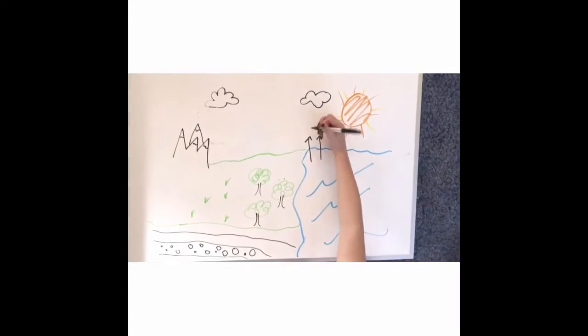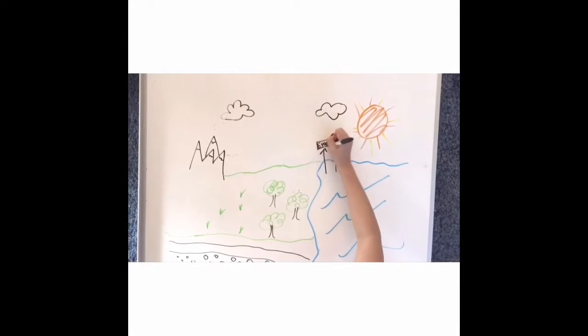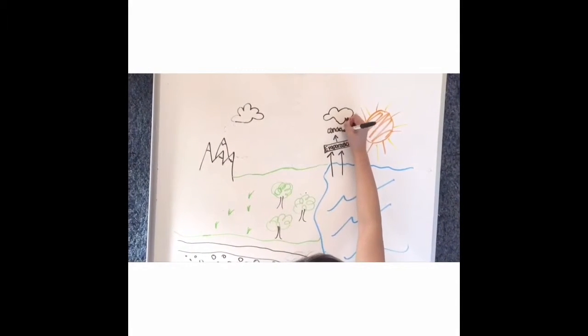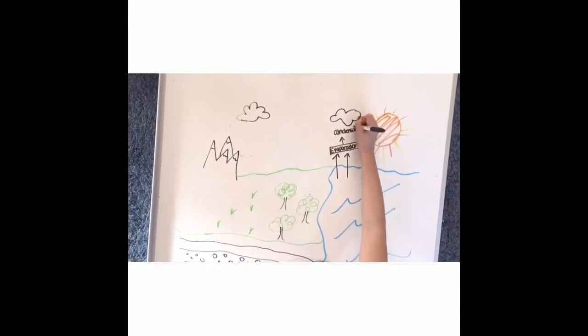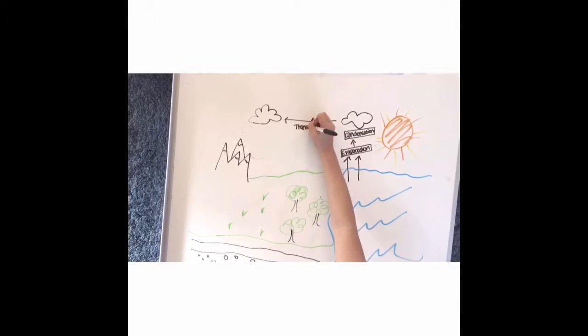This is the water cycle. First, ocean water gets heated by the sun and, through the process of evaporation, turns into water vapor and is released into the atmosphere. It can then condense and become a cloud. It can then also transport through the atmosphere.